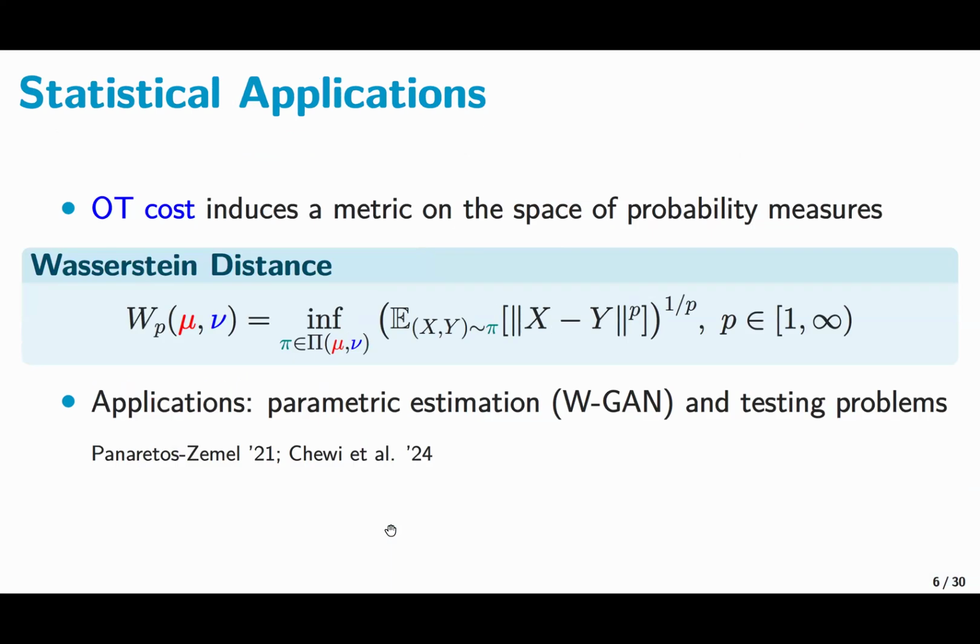OT theory has seen many applications in various fields. One thing is that the OT cost is quantifying how difficult it is to transport one measure to the other. So it is natural that the OT cost induces a metric on the space of probability measures. For example, the Wasserstein distance is a special case of the OT cost. You have to do some normalization to make sure that this is indeed a metric. And the Wasserstein distance has similar applications in statistics. For example, in parametric estimation, you might have the Wasserstein GAN, and also various testing problems. For recent developments of statistical OT, I recommend you look at the monographs by Panaretos and Zemel, and Chewi, Niles-Weed, and Rigollet.